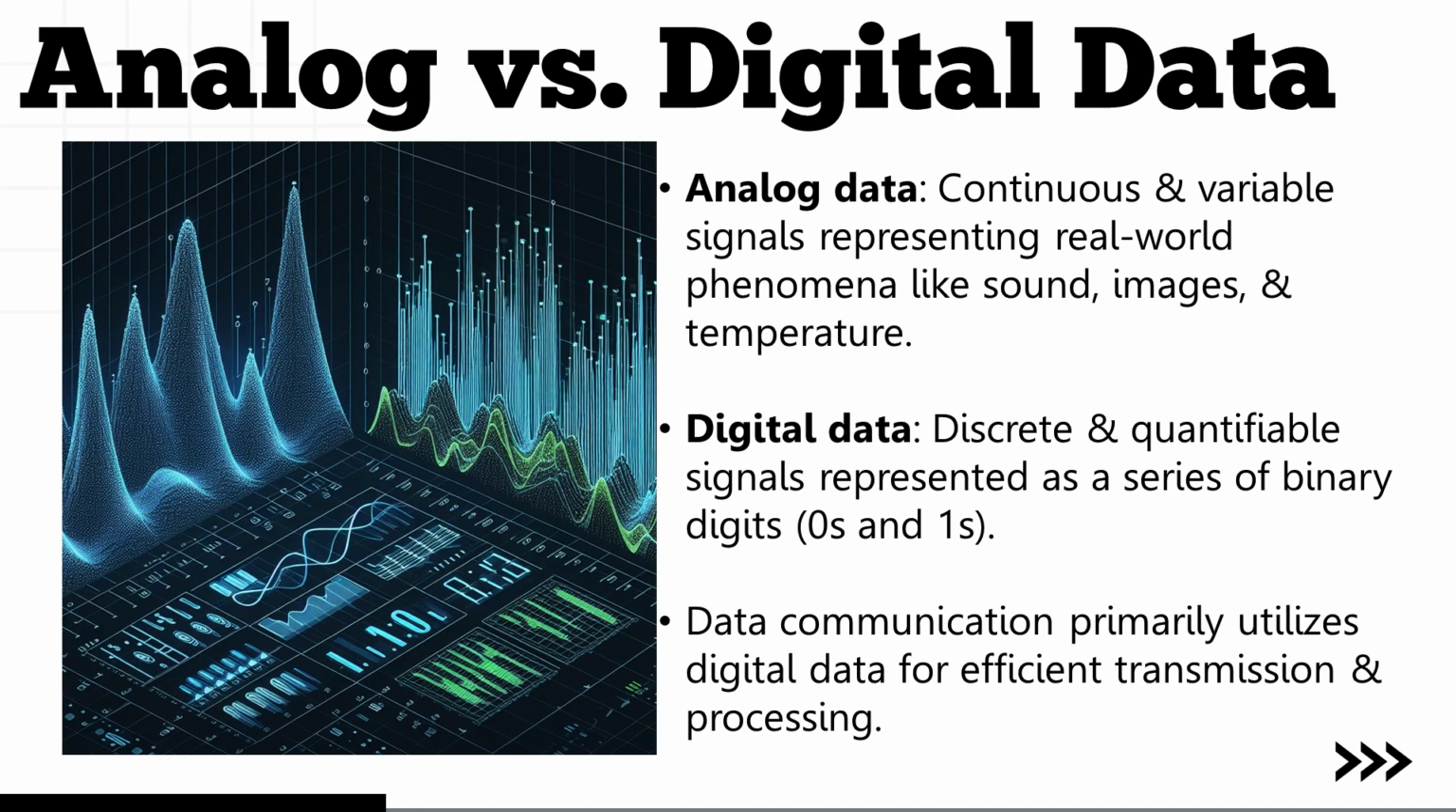Analog versus digital data. Now let's talk about the two primary types of data, analog and digital. Analog data is continuous and variable, like sound waves or images. Digital data, on the other hand, is discrete and quantifiable, consisting of a series of binary digits, zeros and ones. In the world of data communication, digital data reigns supreme due to its efficient transmission and processing capabilities.